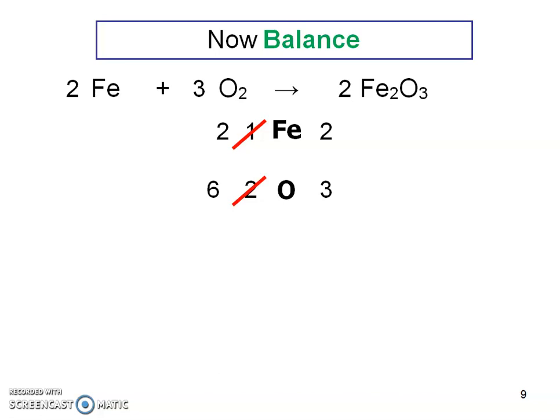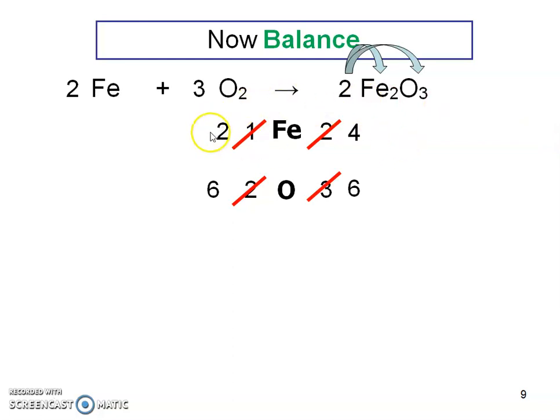And now I'm going to put a 2 in front of the iron 3 oxide in order to get the 6 oxygens. But remember, I always like to do things in order. So the 2 times the 2 gives me the 4 irons, and then the 2 times the 3 gives us the 6 oxygens.